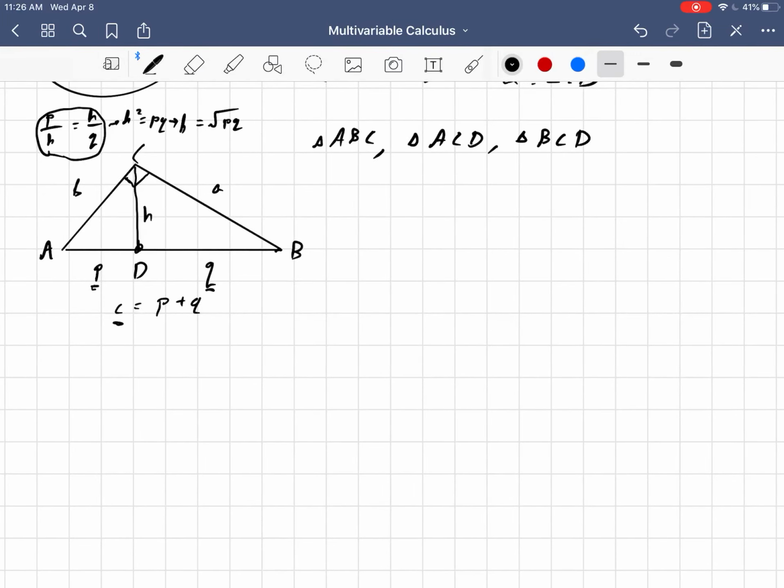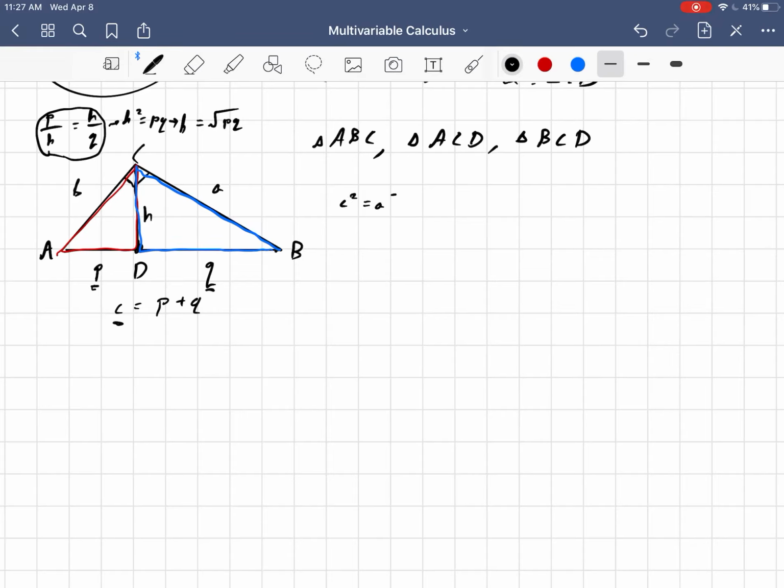So what am I going to do? We have three similar triangles here. We have the full triangle ABC. Then we have the smaller triangle ACD, that's this triangle right here. And then we have BCD, that's this triangle right here. And those are similar triangles, so we can get some information about them.